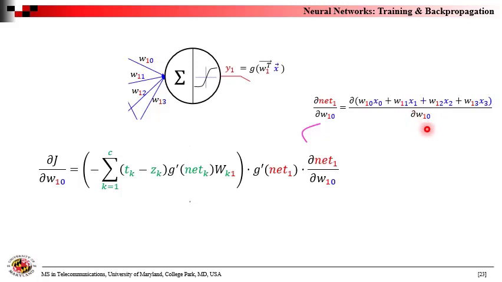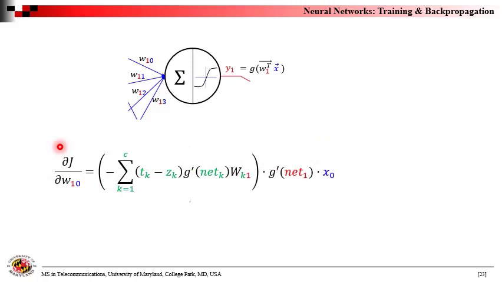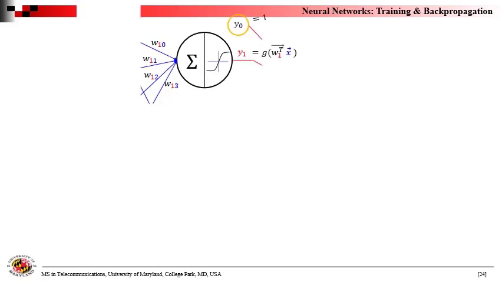And this last one is the partial derivative of the weighted sum with respect to the weight that we're looking at, the weight of interest in this case. And this is a linear combination, so that's just going to be whatever is multiplying this weight, which happens to be, in this example, the thing that's multiplying W10, which is X0. So there is our partial derivative of the cost with respect to W10.